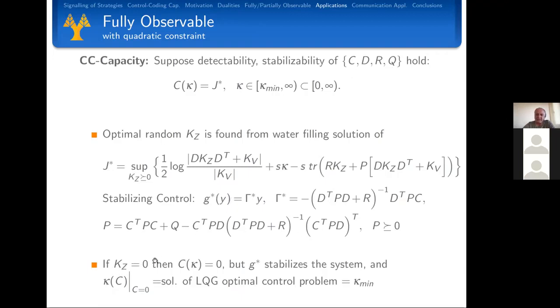Now, the other thing is if you replace the information transmission part with 0, then capacity is 0, but your controller is still stabilizing. And once this is 0, this solution collapses to the LQG optimal control problem, the optimal value, which is the cost of control to have ergodicity under these conditions. And this is classical.